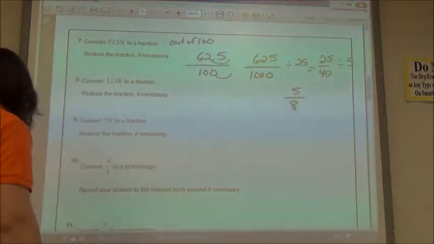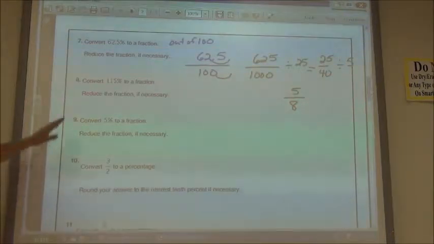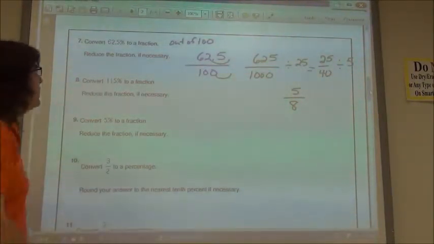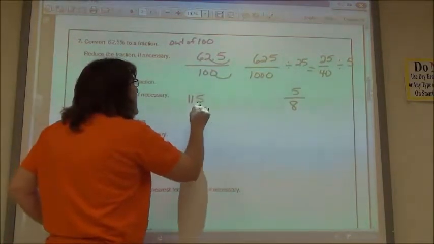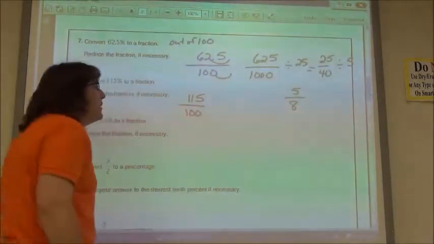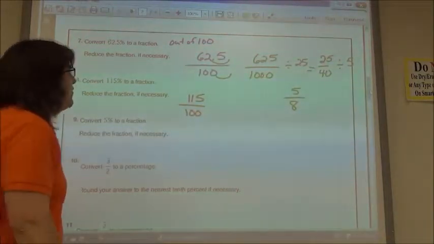Number 8. So I throw my pen on the floor. Convert 115% to a fraction. So 115% would be 115 over 100. And then again, it wants us to reduce the fraction.